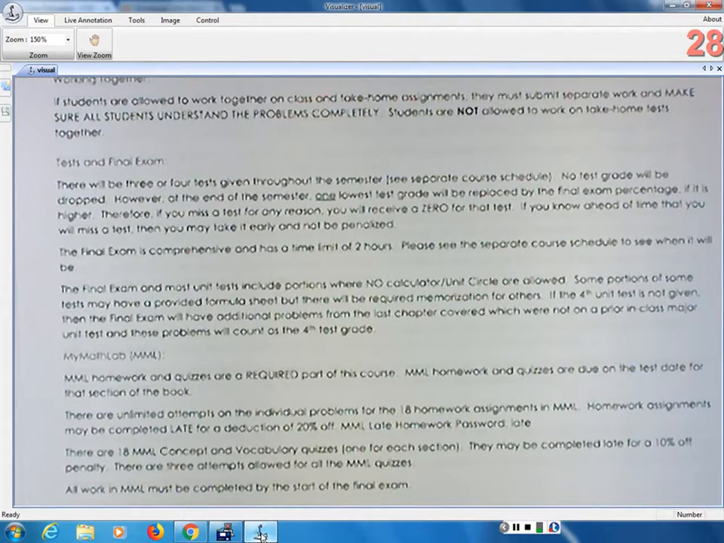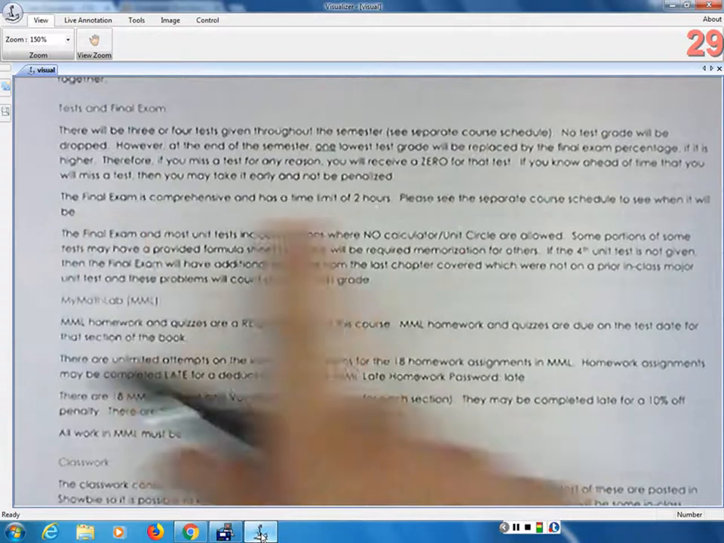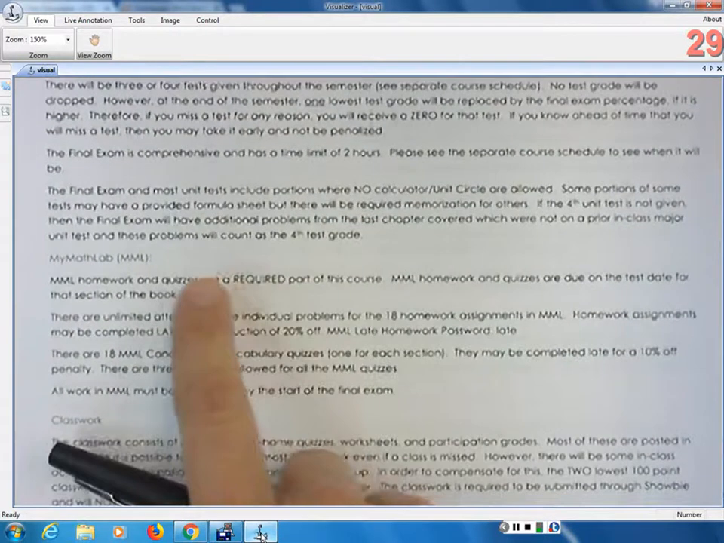But if you miss a test for any reason except inclement weather, our inclement weather policy applies, otherwise you're going to get a 0 for that test. If you know ahead of time that you will miss a test, then you can take it early and not be penalized. I'll put it in the testing center early for you. There may be exceptions to that, very extenuating circumstances. The final exam is comprehensive with a 2-hour time limit.